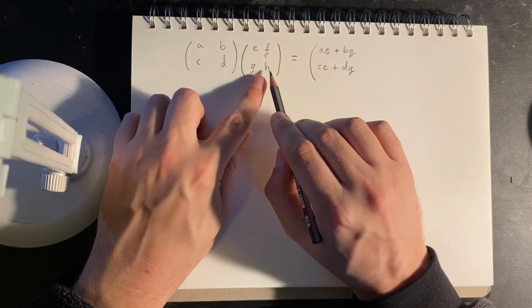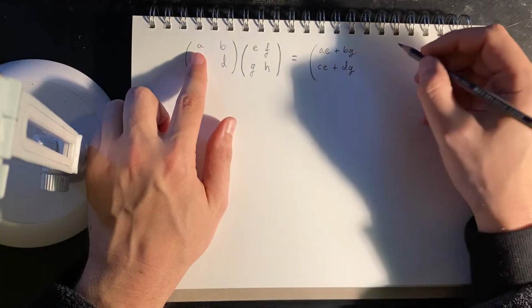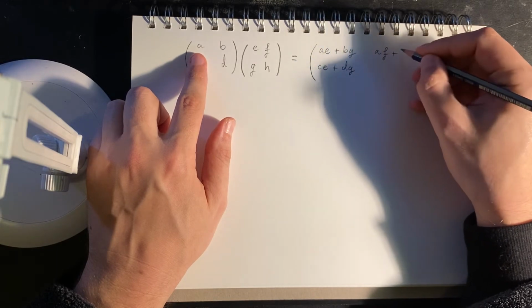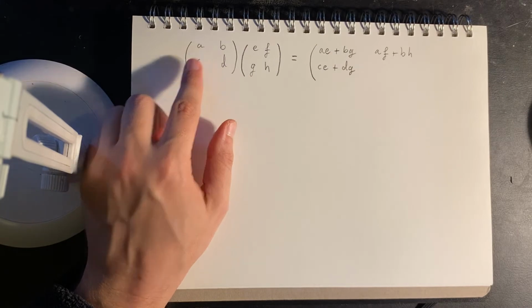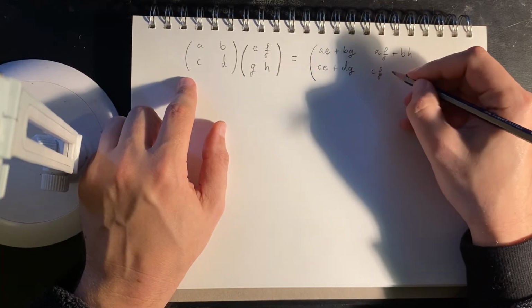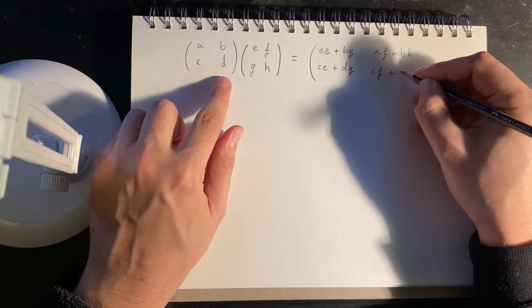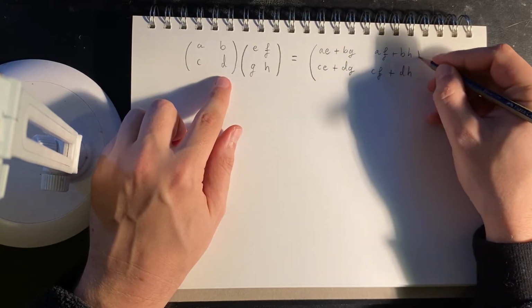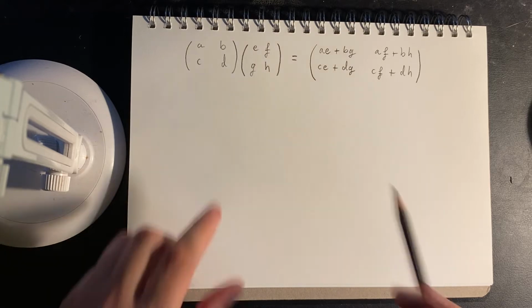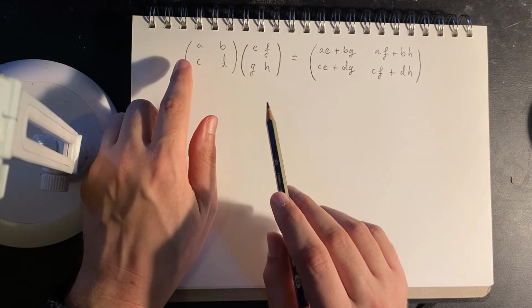We'll go across to the next column and we'll have A times F plus B times H. And then for the last entry, we'll have C times F plus D times H. Okay, so no one thinks about matrix multiplication this way, and no one explains it this way, because there's no point. At the very least, what we should do is note the geometric shape of this.